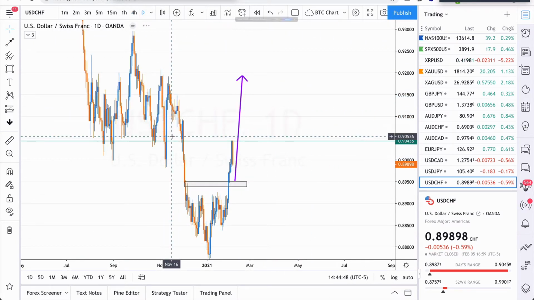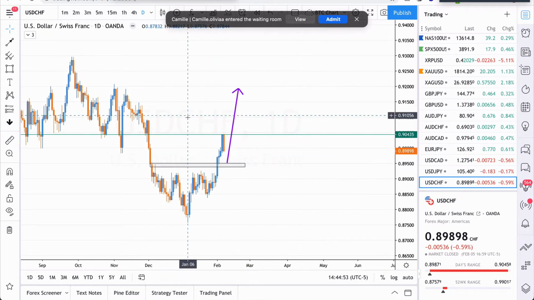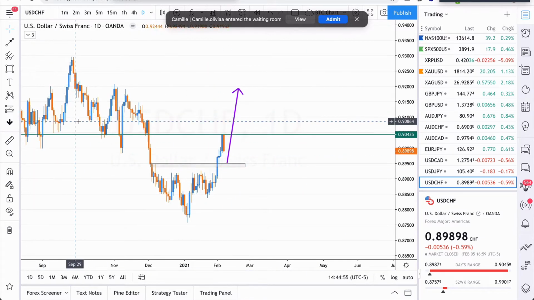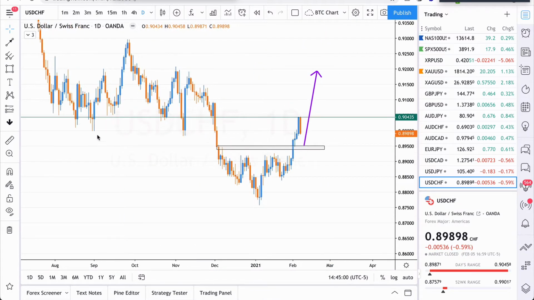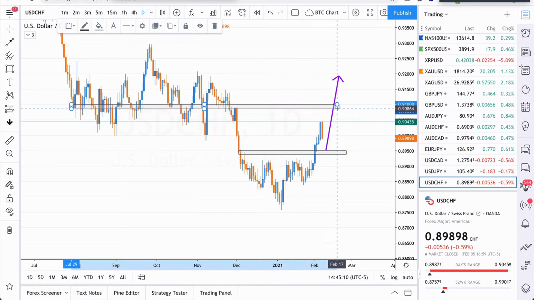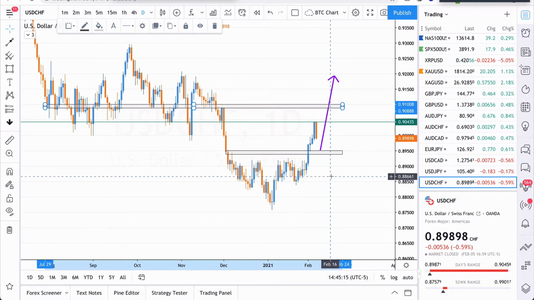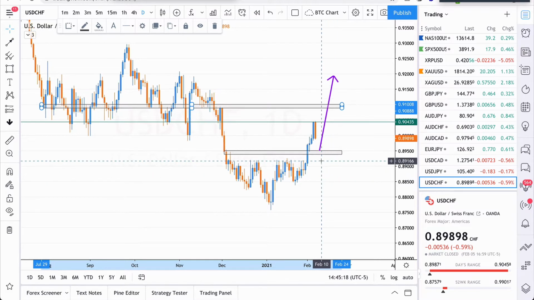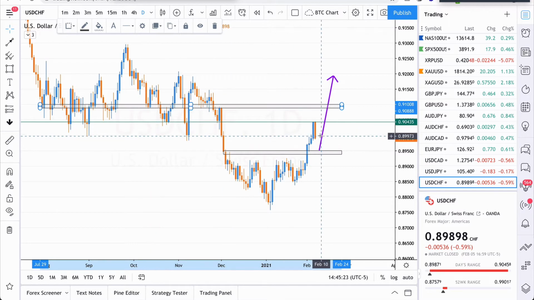Now let's see potential areas that it can go to. So the first area is this first level. If you look closely, see all of the activity around in this area. It's a lot of activity right in here. Well, family, that's our first target. Remember, I always say you target the noise. So price could potentially come here.